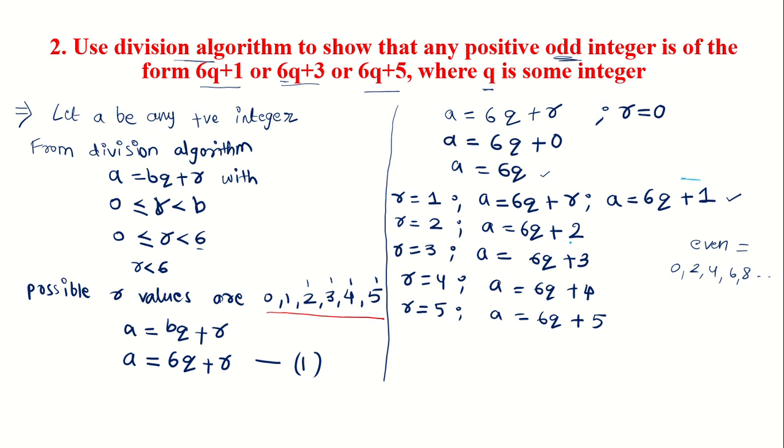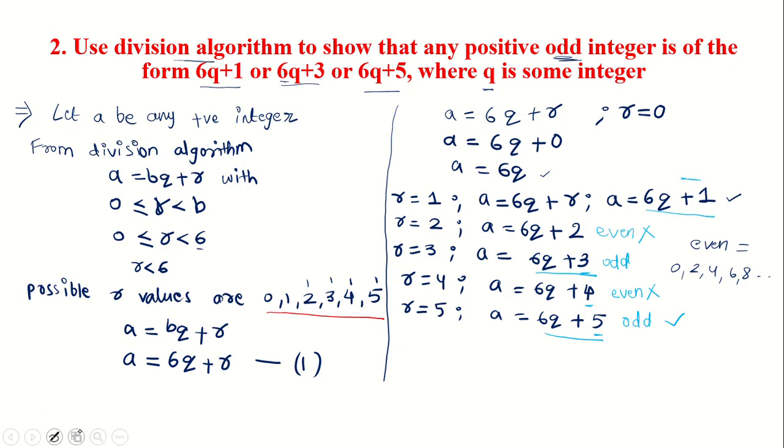Next, a equals 6q plus 2. This is even. So, this is not an odd positive integer. 6q plus 3. 3 is an odd number. So, this will be an odd positive integer. Next, 4. 4 is an even number. So, this is even, which is not required. Next, 5. This is an odd positive integer, which we are expected to get. So, from the question, we got 6q plus 1, 6q plus 3 and 6q plus 5.